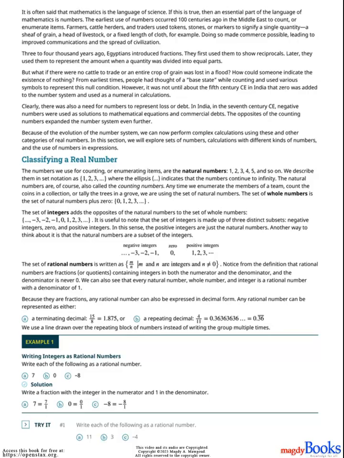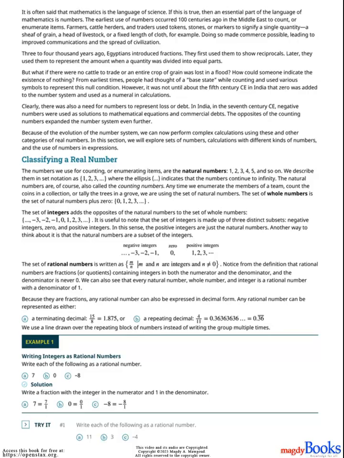Clearly, there was also a need for numbers to represent loss or debt. In India, in the 7th century CE, negative numbers were used as solutions to mathematical equations and commercial debts. The opposites of the counting numbers expanded the number system even further. Because of the evolution of the number system, we can now perform complex calculations using these and other categories of real numbers. In this section, we will explore sets of numbers, calculations with different kinds of numbers, and the use of numbers in expressions.